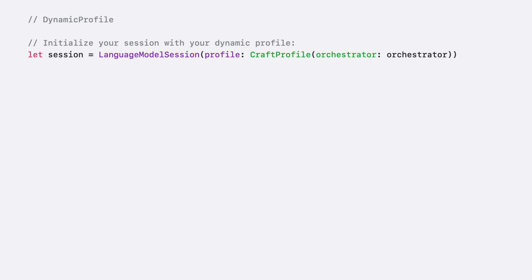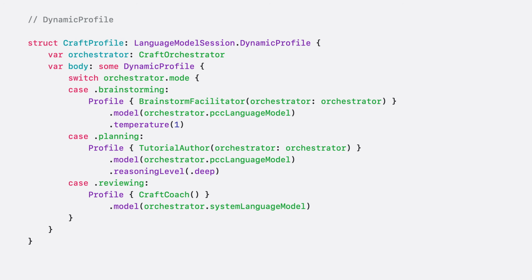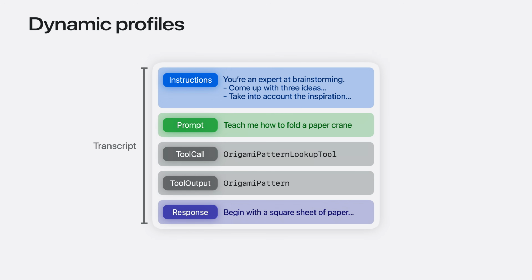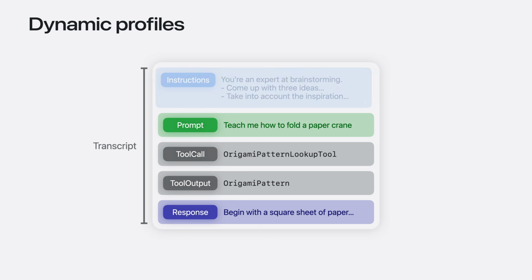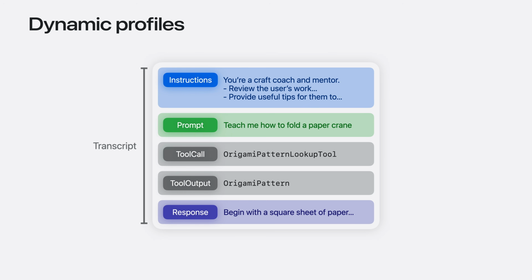To make use of a dynamic profile in your session, it's as simple as using the new language model session initializer. Note that the body of a dynamic profile is reevaluated each time the model is prompted. So as the app moves between each mode, the persona of the language model session changes. You can think of this as swapping hats or switching agents. You can move from brainstorming to planning to reviewing, all by changing the mode.